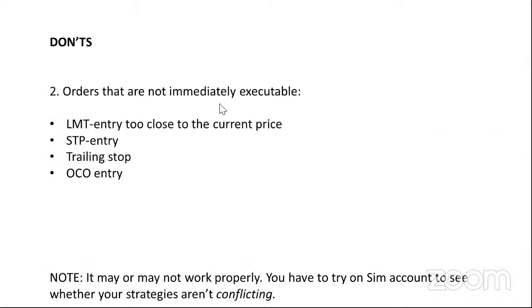So on the don'ts, orders that are not immediately executable, such as a limit entry that is too close to the price, or a stop entry order. Trailing stop is the worst, because if price jumps the trailing stop, the strategy may be disabled, and that causes an error on the dashboard of the system running the strategy. Also OCO entry, that is order cancels order.